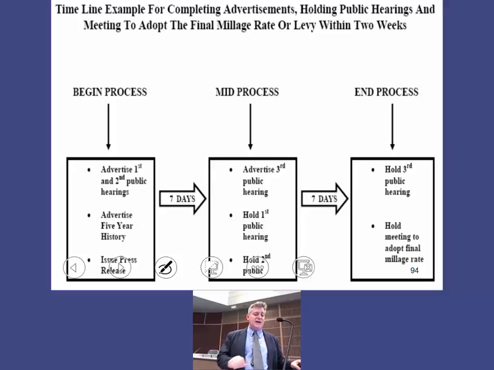The only thing that's outdated on this now is that, remember, the current 5-year history advertisement that you have to do, whether or not there's a tax increase, just has to be in the newspaper 1 week prior to the date advertised in the advertisement to set the millage rate, and not 2 weeks.